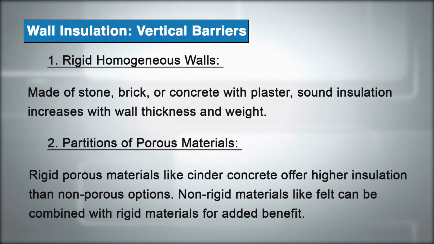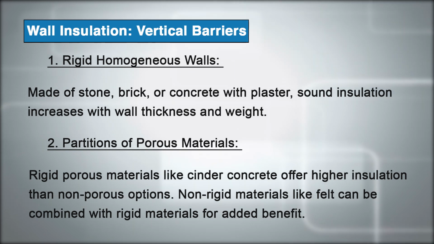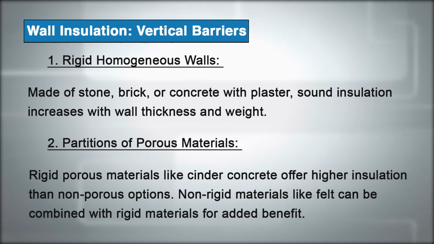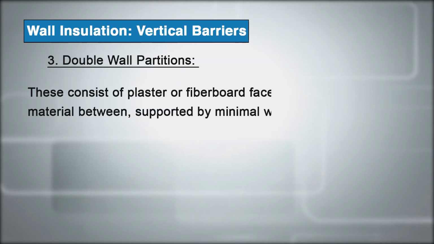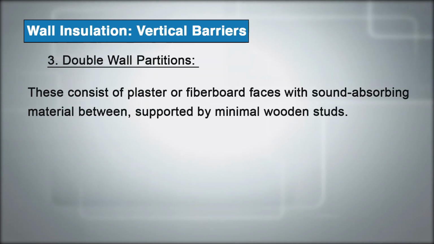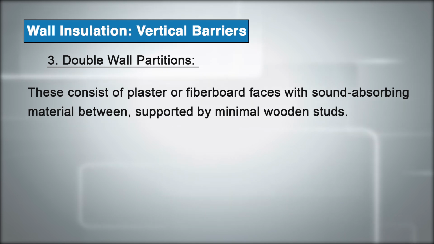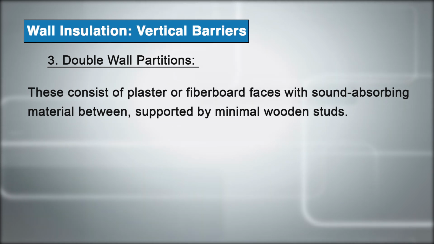Next is partition of porous material. Rigid porous material like cinder concrete offers higher insulation than non-porous options. Non-rigid material like felt can be combined with rigid material for added benefit. Next is double wall partitions. These consist of plaster or fireboard faces with sound absorbing material between, supported by minimal wooden studs.